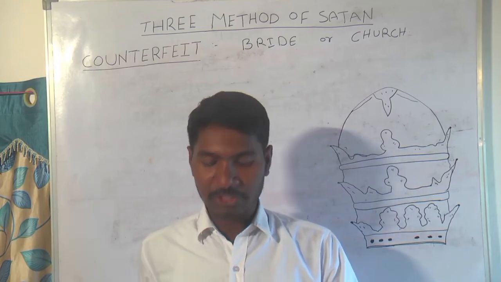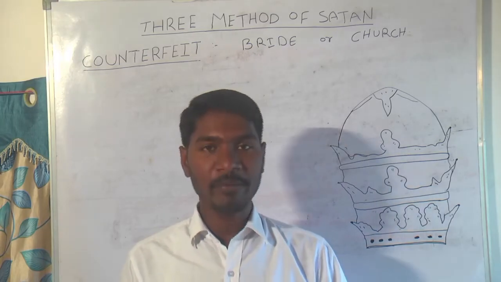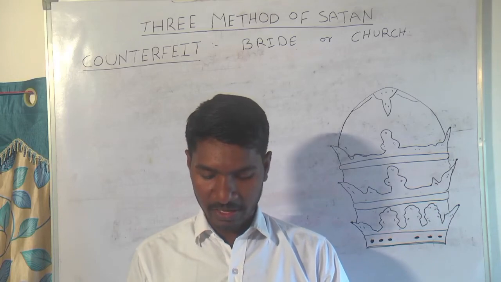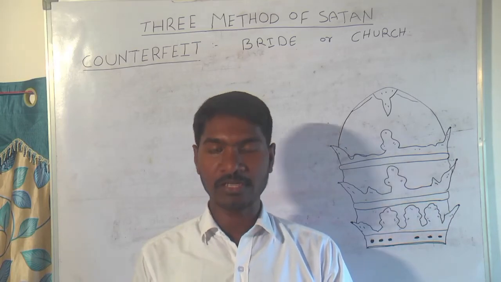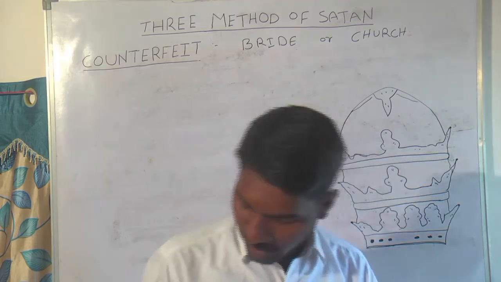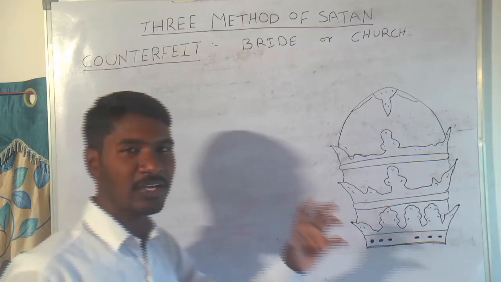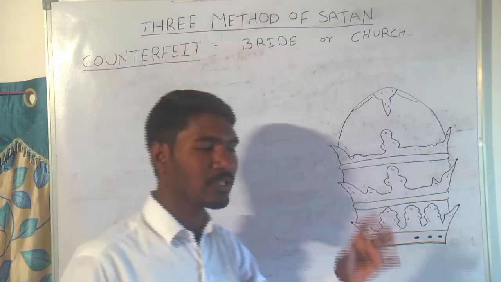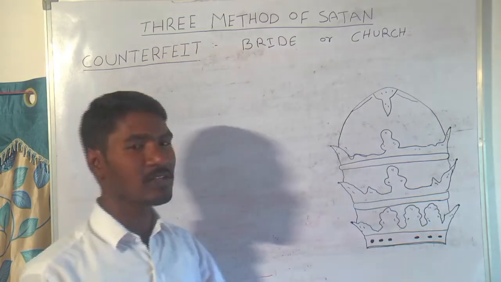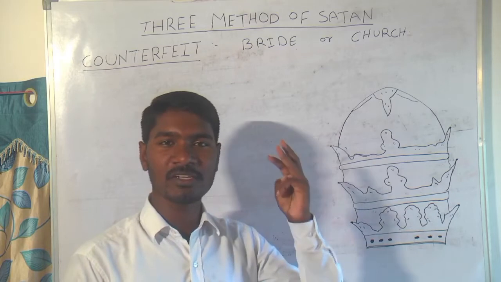Today we will continue to look at how the devil goes about deceiving mankind and deceiving God's people, and how he keeps them in ignorance. The devil uses three methods to deceive the Christian and deceive mankind. One is camouflage, second is counterfeit, and third one is compromise.